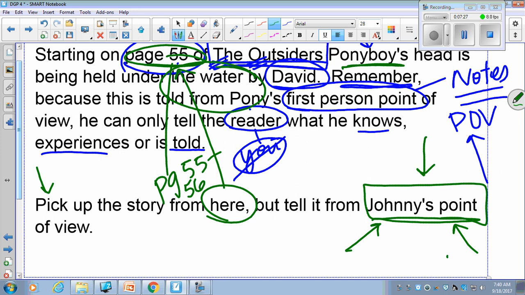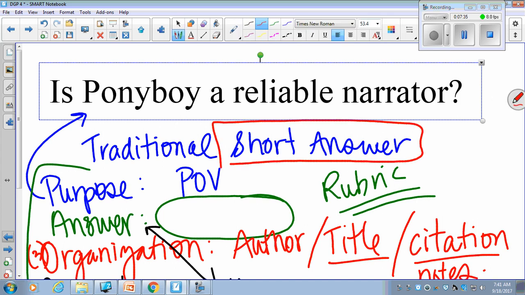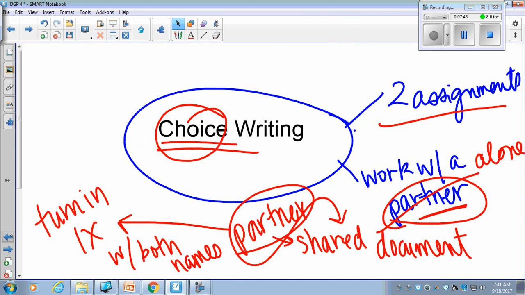This is your creative writing assignment. If you choose not to do that, you can also choose to do a traditional short answer that we will be working on all year, talking about: is Ponyboy a reliable narrator? And don't forget, you can use a partner.